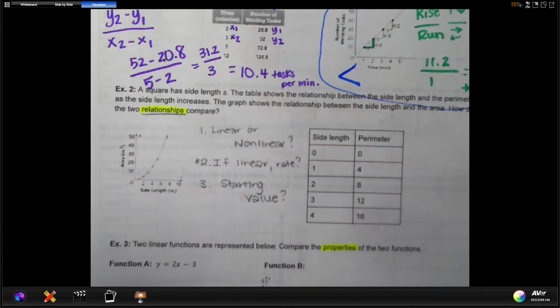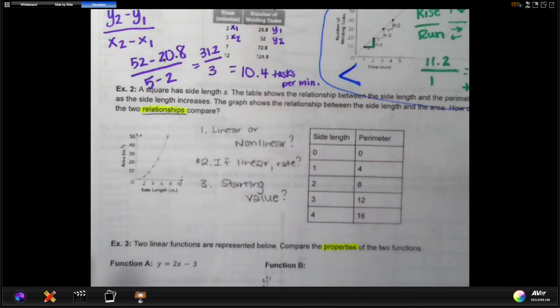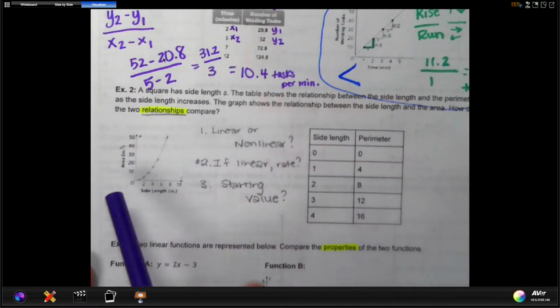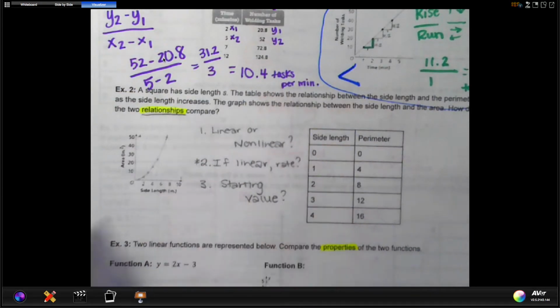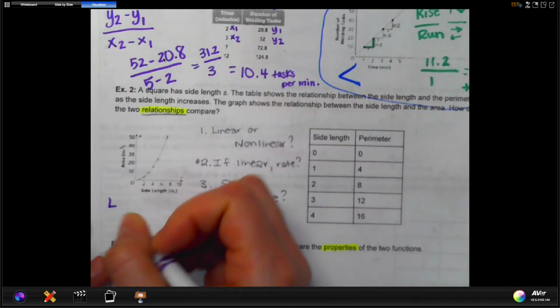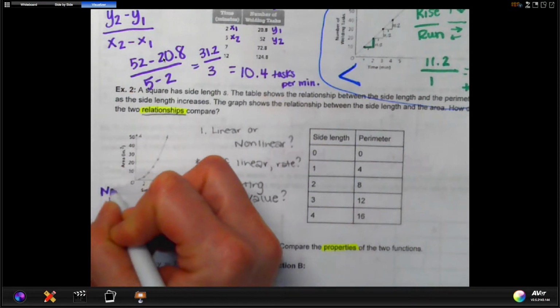So what we want to do for each of them is decide, first of all, is this linear or nonlinear? And on a graph, that's pretty easy. You can take a look. It's got a curve on it. So this graph for area is nonlinear.